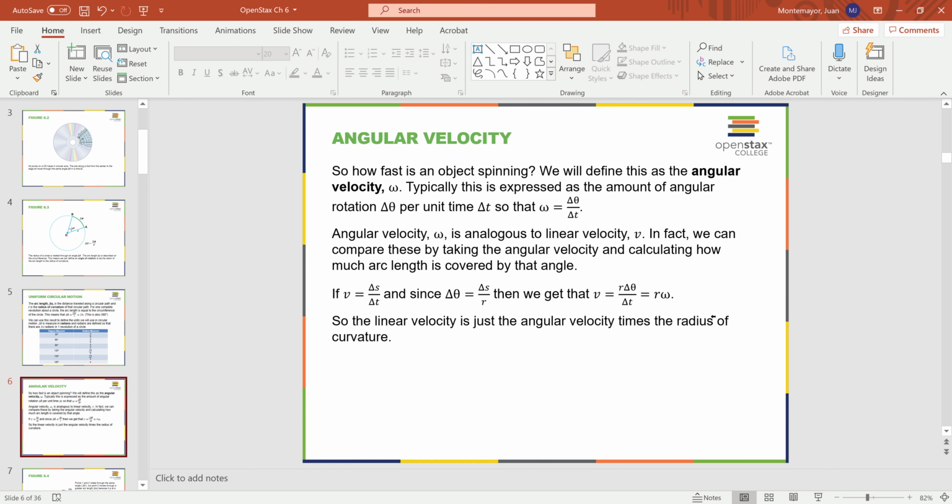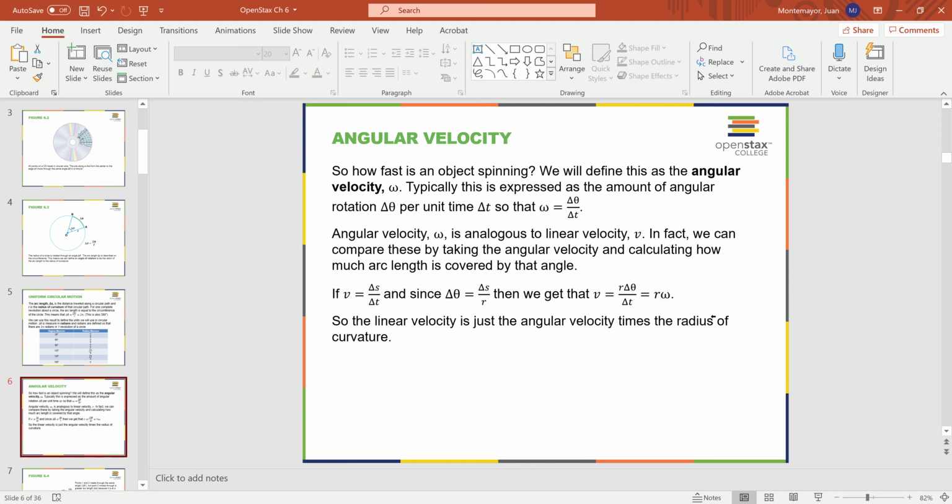So that brings us to angular velocity. How fast is the object actually spinning? We would define this as an angular velocity, omega, by that w. Typically, this is expressed as the amount of angular rotation, delta theta, per unit time, delta t. So omega is equal to delta theta over delta t. Does that look a little familiar? This is pretty much saying we're going to go a distance over a time, which is pretty similar to our velocity, which is equal to delta x over t. So we have angular velocity, omega, which is analogous to linear velocity, v.